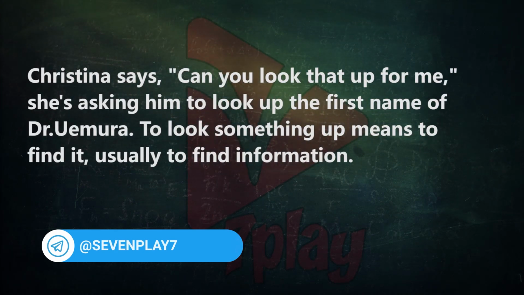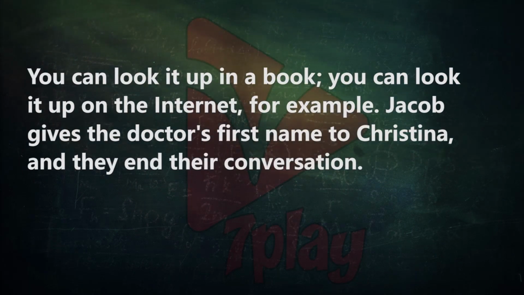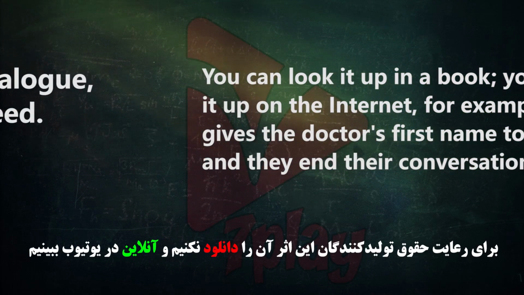Christina says, "Can you look that up for me?" She's asking him to look up the first name of Dr. Yamura. To look something up means to find it, usually to find information. You can look it up in a book. You can look it up on the internet, for example. Jacob gives the doctor's first name to Christina, and they end their conversation.